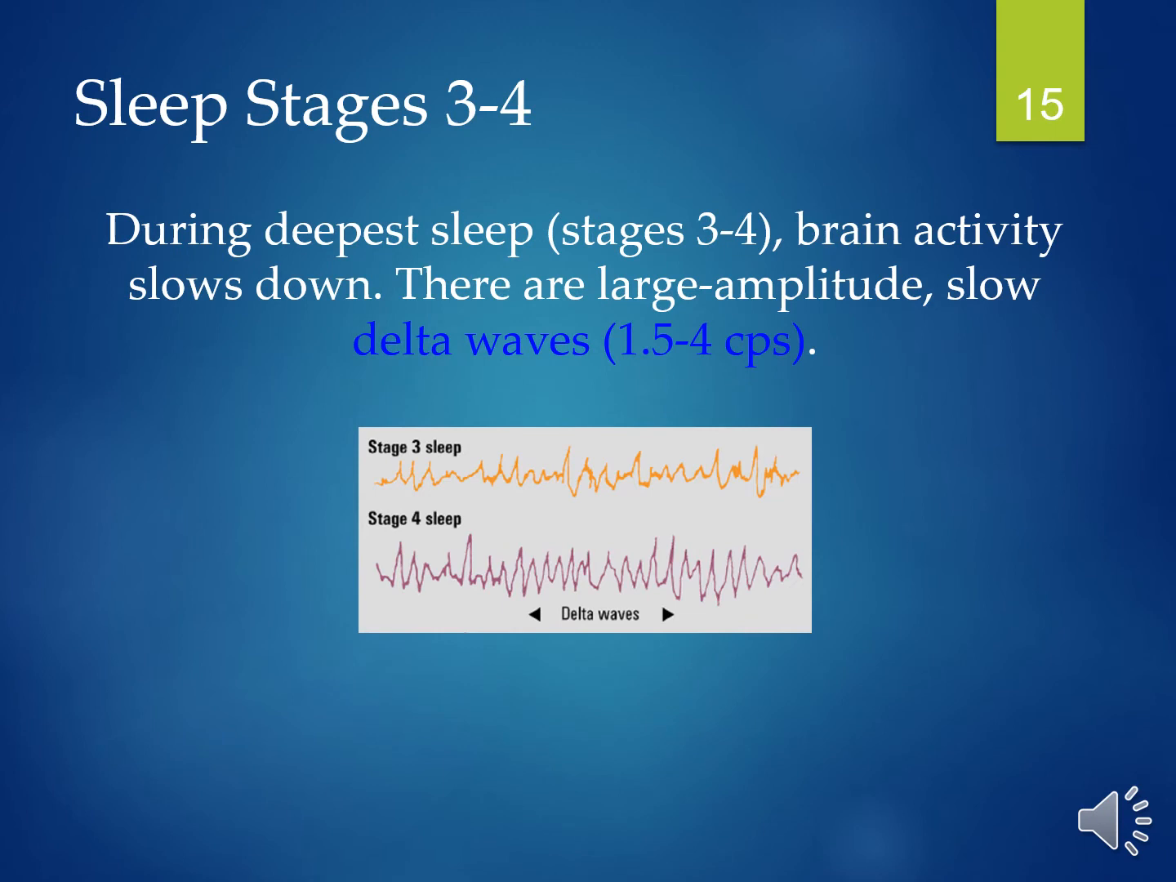Okay, so once we've gotten through the first 2 sleep stages of light sleep, we're entering into the deepest sleep, which is stage 3 and 4, and brain activity actually slows down here. Here we have large amplitude slow waves called delta waves. So again, you can see the delta waves and the difference in those waves if you're in stage 3.